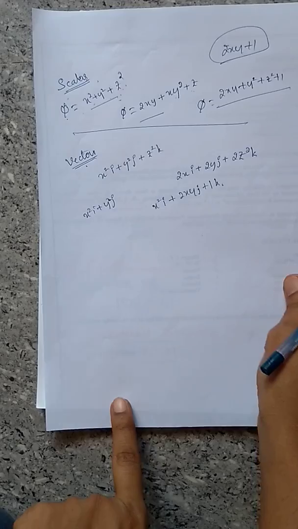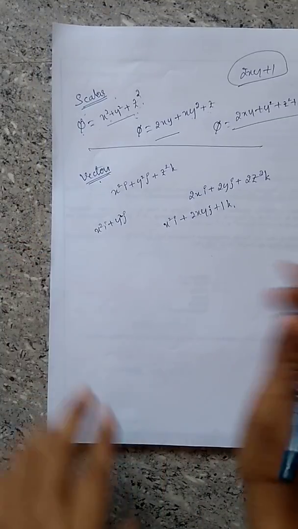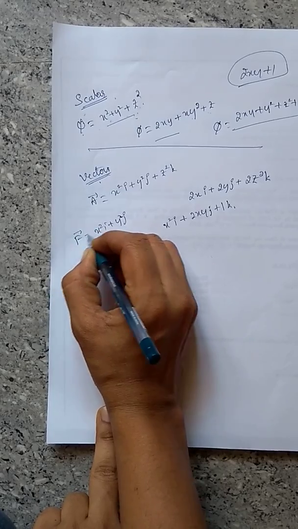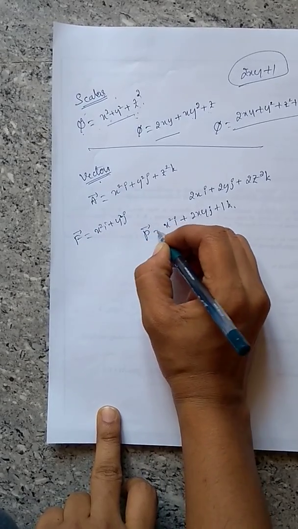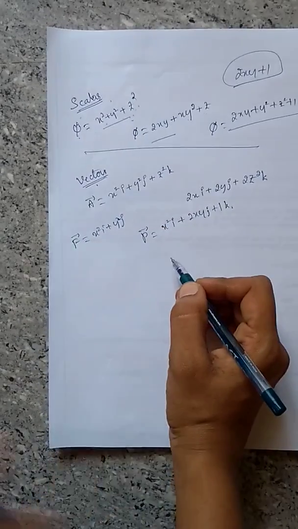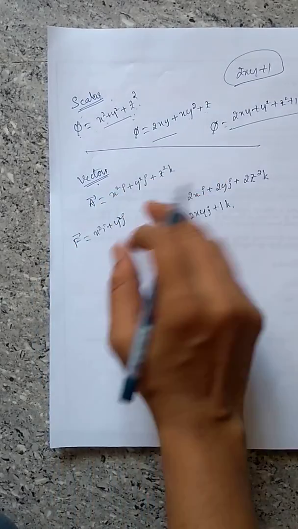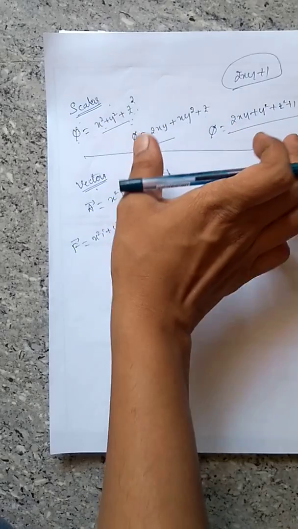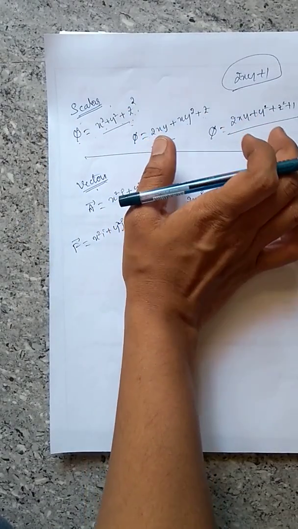Next, vectors are usually represented by capital letters: vector A, vector F, vector P. A vector has both direction and magnitude, whereas a scalar has only magnitude, no direction.